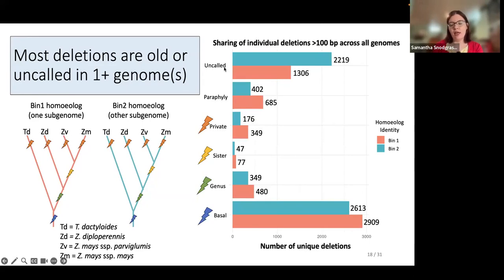Note that a lot of these are also uncalled. So let's say for diploperennis, for a given homeolog, it was uncalled for that deletion or fractionation event, whereas it was called across these other three. Because we don't know what the status is for diploperennis, we can't give a timing for that fractionation event. And so that's what this uncalled bin is. But we also have some paraphyly.